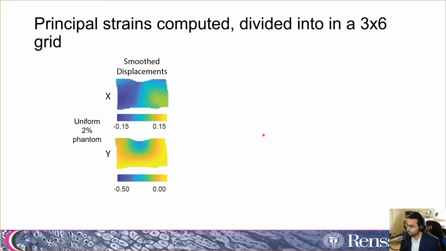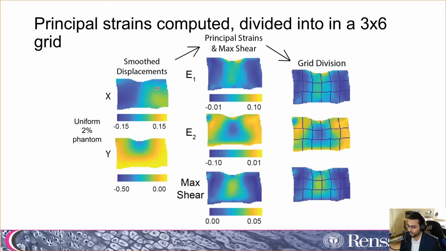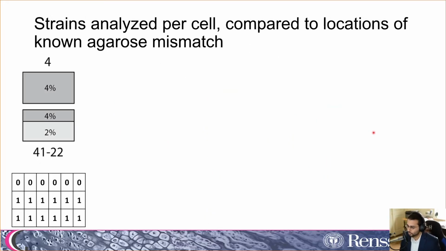Using the uniform 2% phantom as an example, we have their exported displacement maps, smoothed. We compute principal strains and maximum shear strain, and we divide it into a grid. We divide into a grid because, while we do want to look at depth-dependent differences row by row, we also notice that there are lateral differences in the strain maps, so we want to analyze those too. We analyze the strains per cell, and I'll show you this comparison as an example.